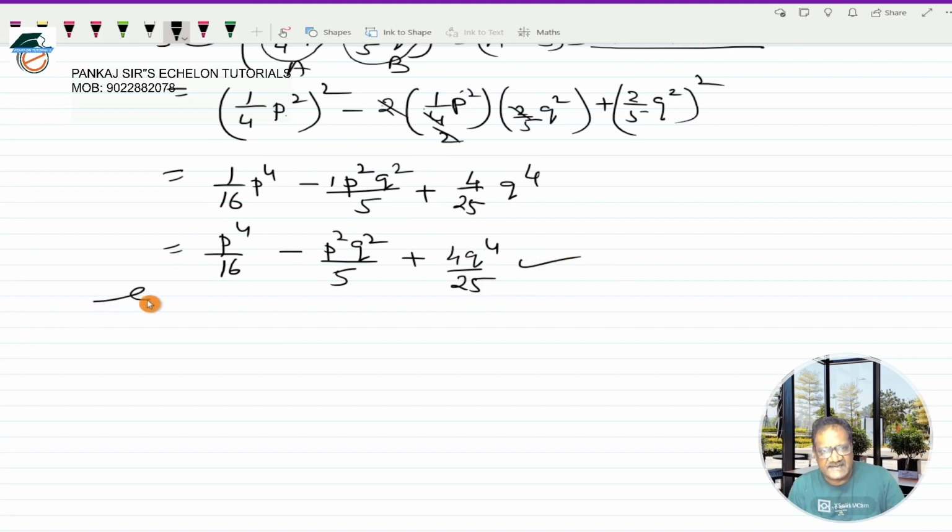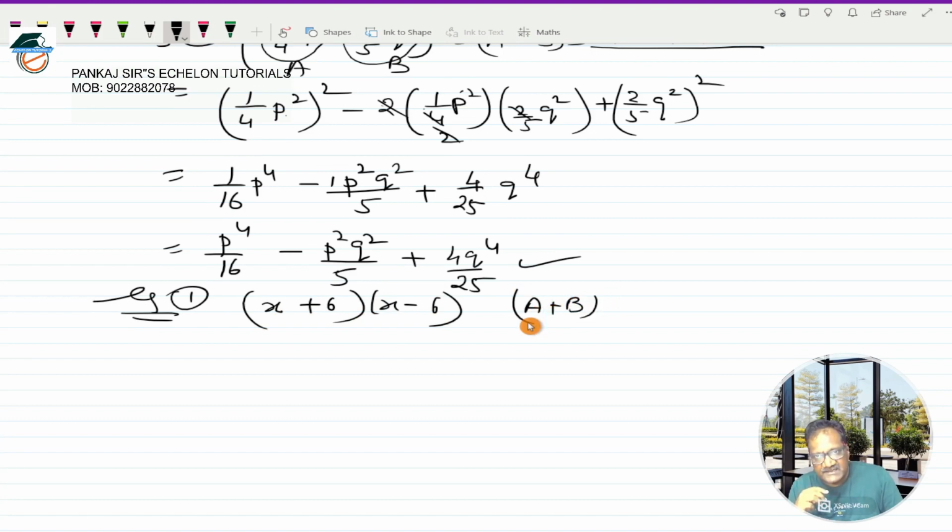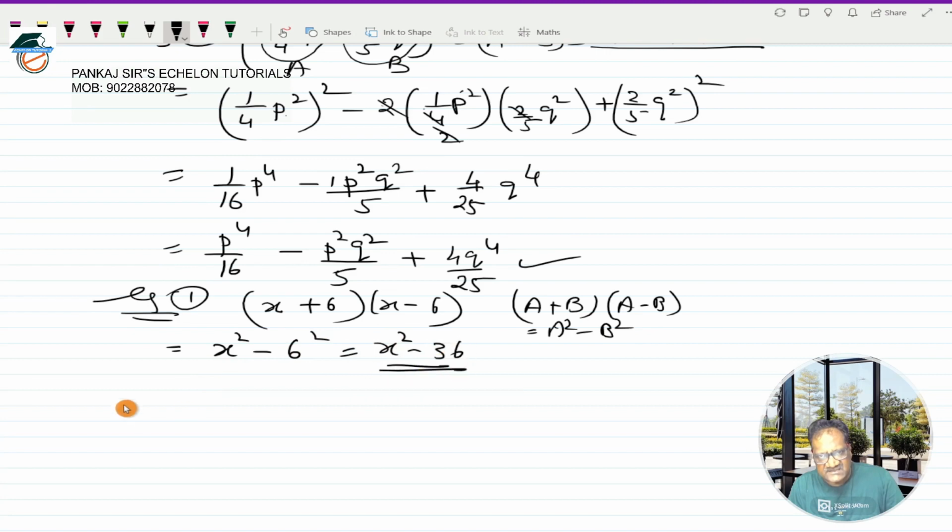Okay. Next set of questions, let us do example number 1. Let us try this: x plus 6 into x minus 6. Now these are the questions based on the third identity. You remember that a plus b times a minus b will give you a square minus b square. These are pretty easy. Now see, this is of that form, a plus b into a minus b, x plus 6 into x minus 6. Okay, so straightforward, you can write down x square minus 6 square, which is equal to x square minus 36. So this is the answer.